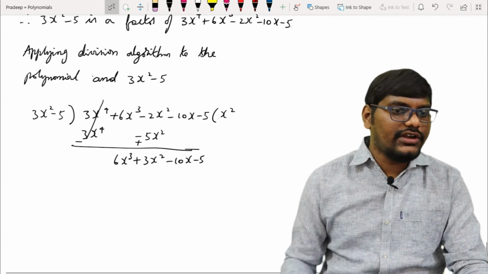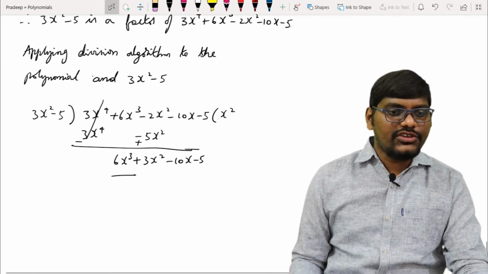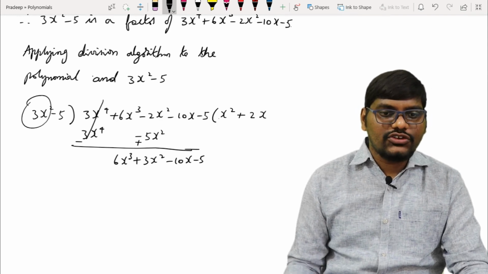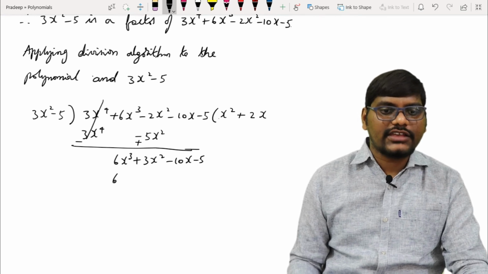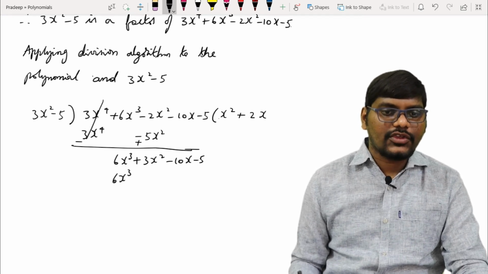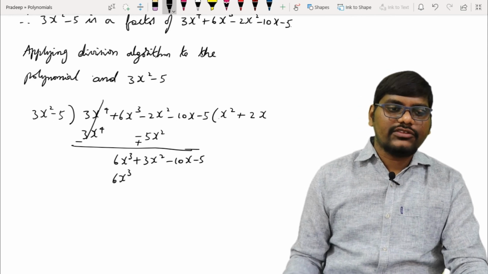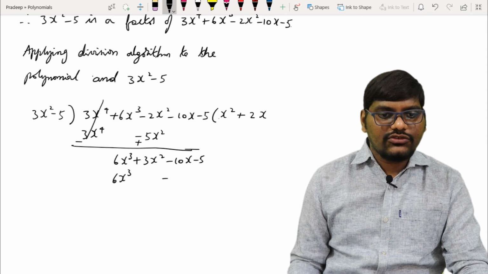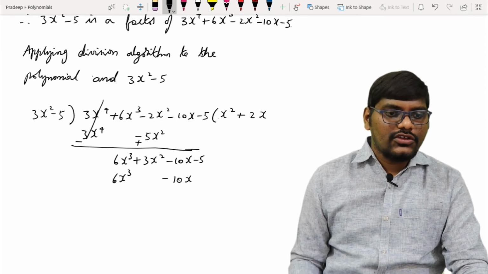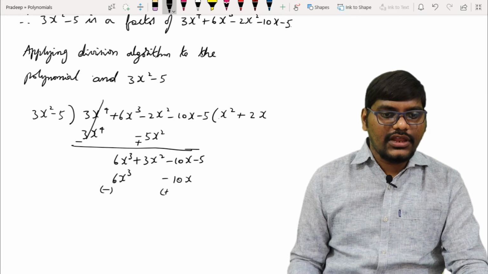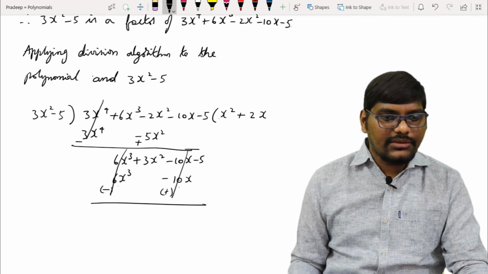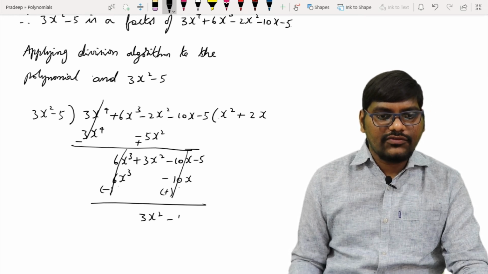I will further solve it. So now x cube is there, so I'll take here 2x. 3x square into 2x, that is 3 2s are 6, x square into x is x cube. Okay, so this 5 also will multiply for the same, so 5 into 2x is minus 5 2s are 10x. So we'll change the signs, this is minus and this is plus. These both can be cancelled and these both can be cancelled. The remaining terms are 3x square minus 5.